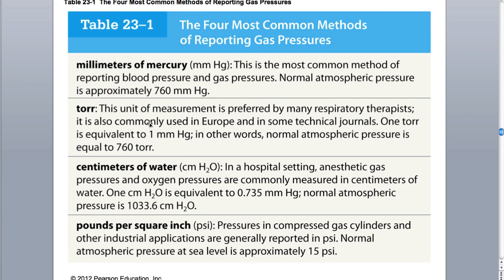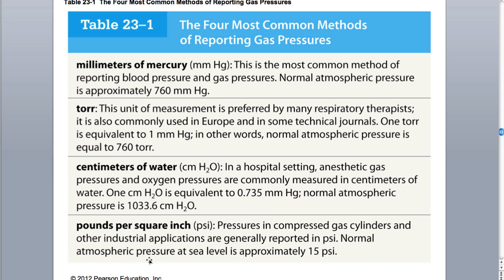Now, this is something that I don't really care too much about. There's just different ways of reporting it. Earlier I mentioned torr. Notice it's usually used by weather people. We normally in America use millimeters of mercury. Weather people talk about torr. Some people talk about centimeters of water. And of course, what else?